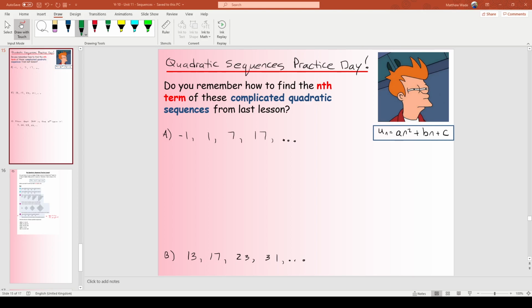Right, buddies, this is the next lesson that you've all been waiting for, my buddies. The lesson where you get to do tons of practice of quadratic sequences. Are you excited? Oh, good, I am as well.